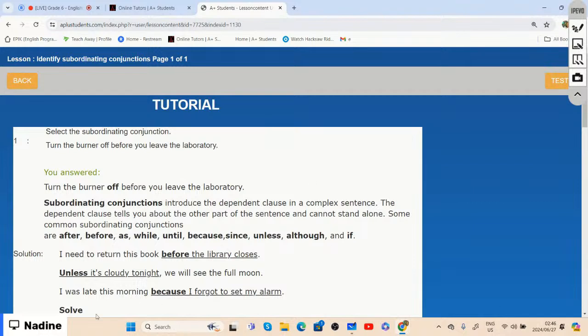All right, and we said these are our subordinating conjunctions: after, before, as, while, until, because, since, unless, though, and if. And those are subordinating conjunctions that introduce the dependent clause in a complex sentence.